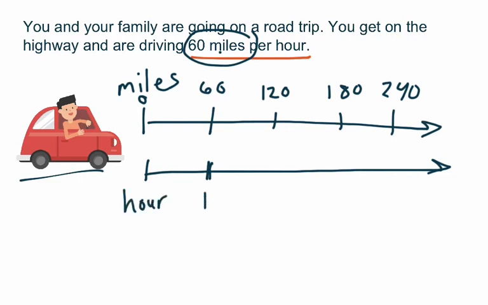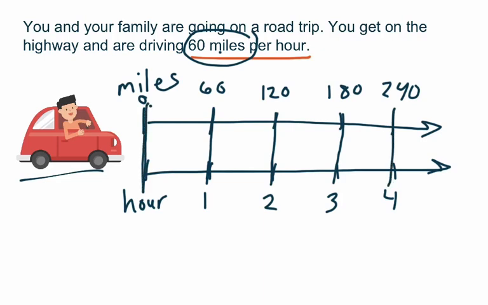This is that rate. The same applies here: when you are at 120 miles, that's going to be 2 hours into your trip, and then the next line would be 3 hours and 4 hours. What we're essentially creating is a count of this rate, this comparison of miles to hours and how they match up. Using what I've created here, which is a double number line, I can take all these lines and connect them together.